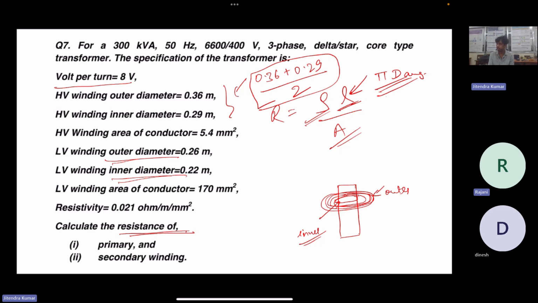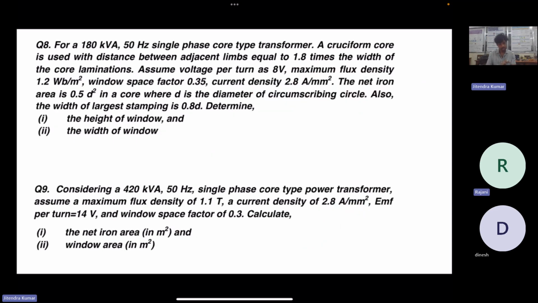Resistivity is given, area is given, and you can find the average diameter for the HV winding and for the LV winding. Just plug in the length, L is equal to pi into d average. Yes sir, we will do that. No problem.